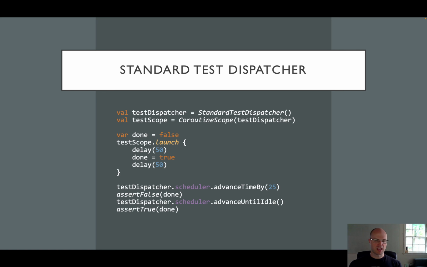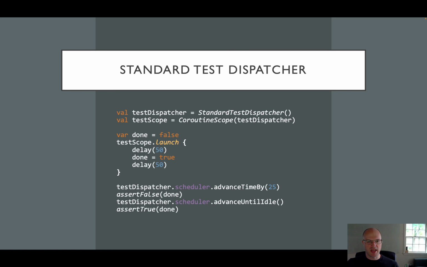So how does this actually look? How would you do this stuff? First of all, creating a standard test dispatcher is super easy. You can just call it. I can then pass that onto a coroutine scope. This is one of the cases where it's fine to construct a coroutine scope because I'm just in a test case. It's fine to opt out of structured concurrency in this situation.